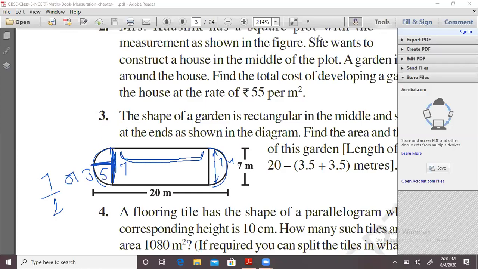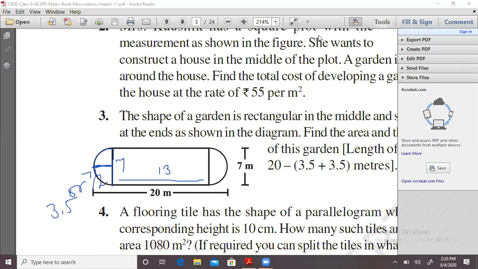Then here 3.5, here 3.5, subtract them, then inside you will get the side of the rectangle which is equal to 13. 20 is the total length here, from which you subtract the radius of both semicircles, 3.5 and 3.5, that is 7. So you get the inside length of the rectangle, that is 13. Right? Now this is 13. This total is 7. This is 7 upon 2, or you can say 3.5. Same here. And now you have to find out area.